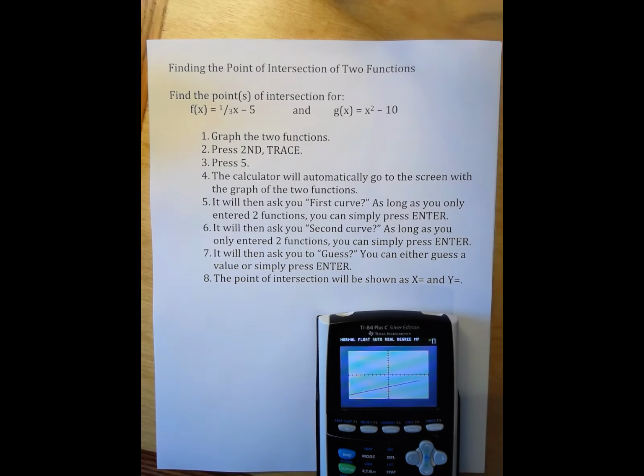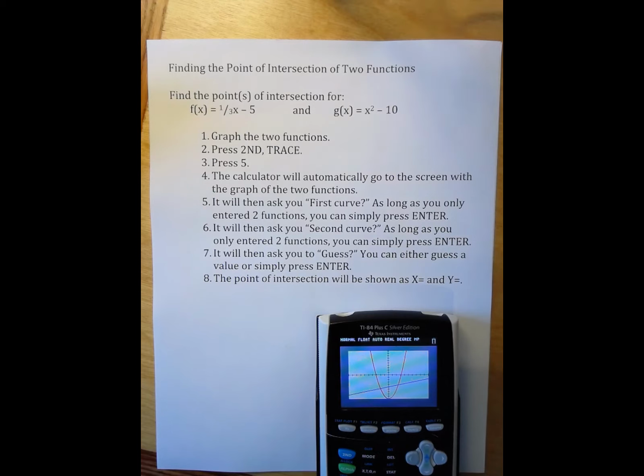So there's my linear, there's my f of x, and there's my quadratic, g of x. In this case, I can see that these two functions have 2 points of intersection, somewhere over here where x is around 3, and somewhere over here where x is around -2.